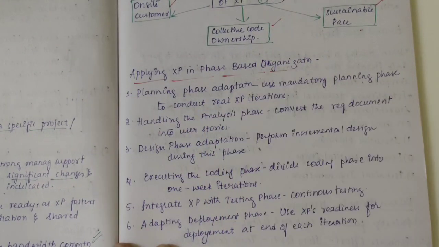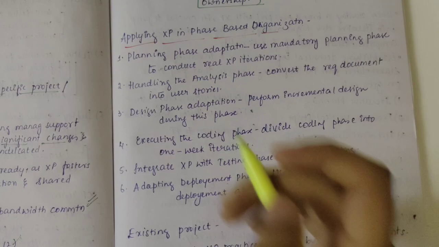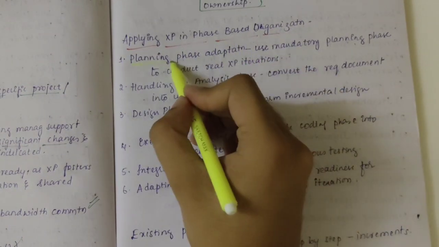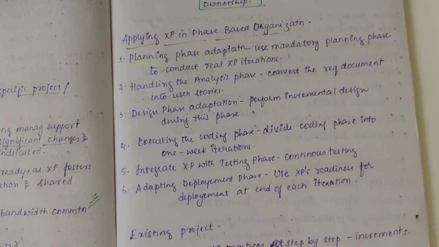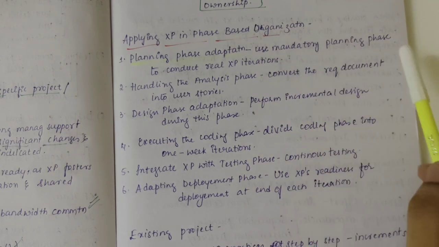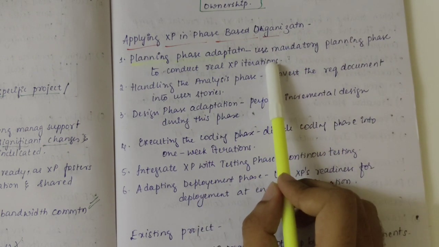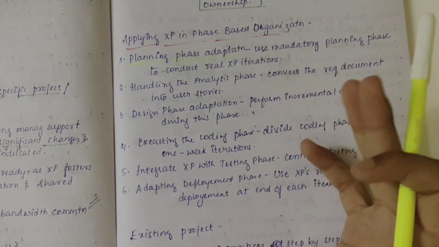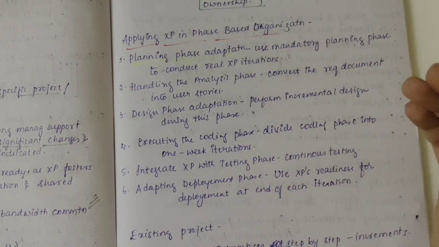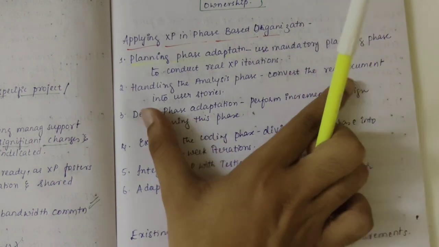Next we have applying XP in a phase-based organization. First one we have is planning phase adaptation. Planning phase adaptation means we make use of the mandatory planning phase to conduct real XP iterations. That is, instead of creating a detailed plan, we can come up with small plans, right? So for this week we'll do this much work.